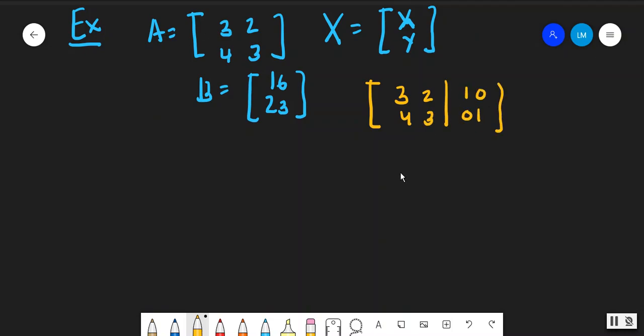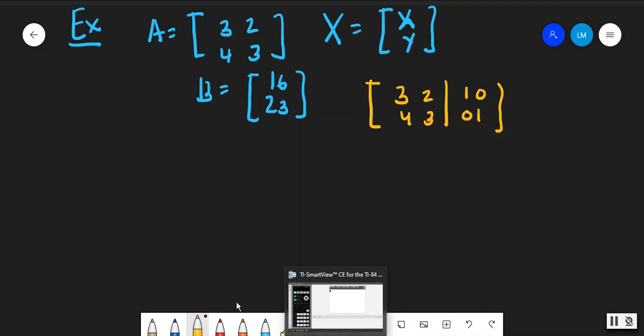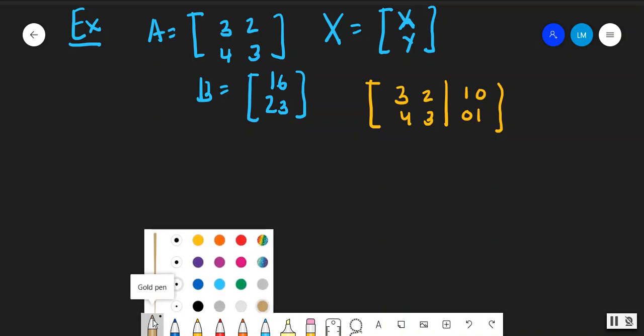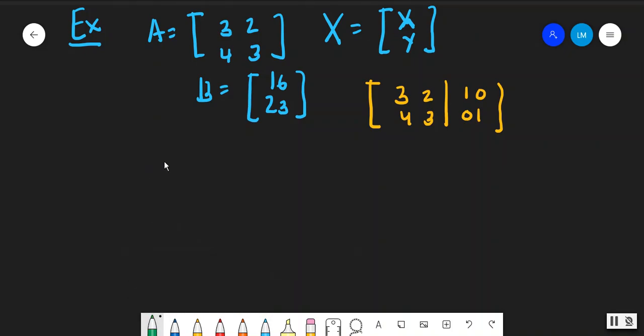But that seems like a little bit of double duty, because basically it's only going to give you A inverse, only to have to multiply by 16 comma 23. So that might take too long. Note that if you go back to the original statement of Ax equals b, algebraically you might be tempted to say, well, let's just divide by A, so I get b divided by A, and you might say that's still the same thing as A inverse, or A to the negative 1, times b.